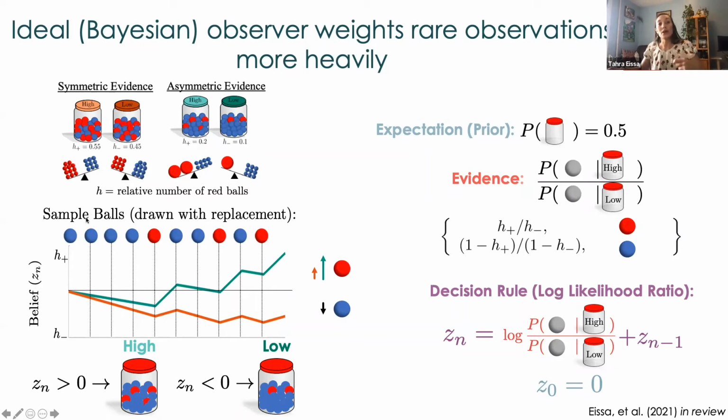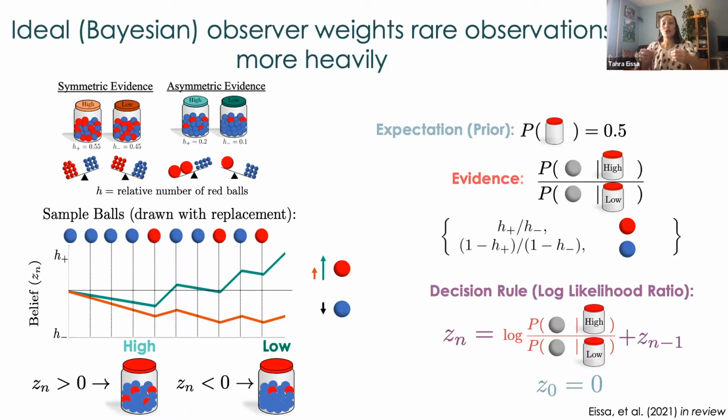And so as we update with each ball draw, we shift. But what we see now is when we hit this red ball, the shift that occurs in our belief is larger if we see it in an asymmetric case than in a symmetric case. After we combine all of our sample ball draws, if our belief is positive, the observer reports that this is the high jar. If it is negative, it reports that this is the low jar.